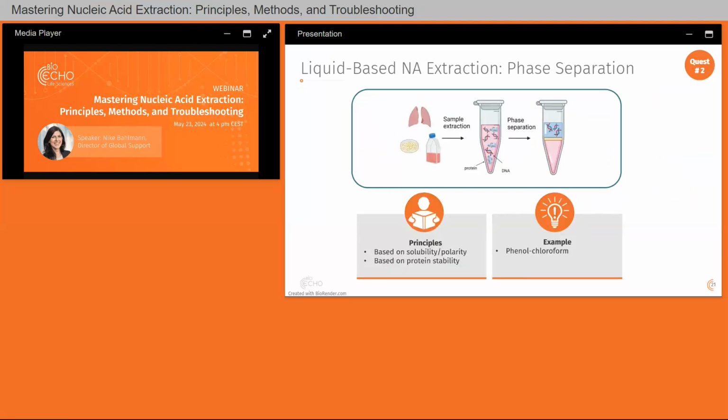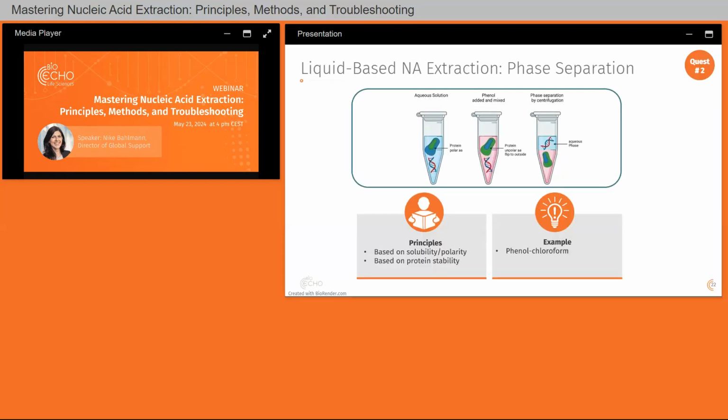The next method, still liquid-based, is one you are familiar with: phase separation. The most famous one is phenol-chloroform or phenol-isoamyl alcohol-chloroform phase separation. This principle is based on solubility as well. So what happens there? Again, you have your sample extracted, you have your lysate with all this stuff, and you want to do a phase separation. What you're going to do is add your phenol-chloroform, and then usually the phases directly form. This is based on the solubility, again, of DNA in water.